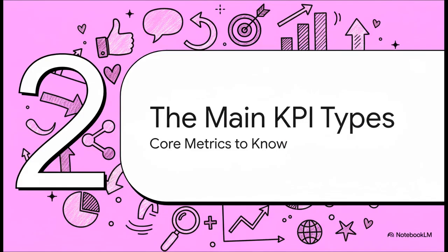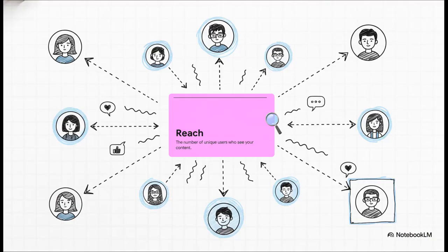Okay, now for the real core of this topic. Look, there are tons of KPIs you could track, but there are a few that are absolutely essential. Let's break down the main types that you must include in your exam answer. First up, we have reach. And the most important word here, the one you need to remember, is unique. If one person sees your post 5 times, your reach is still just 1. Simple, right? This number tells you the total size of the audience you managed to get in front of.